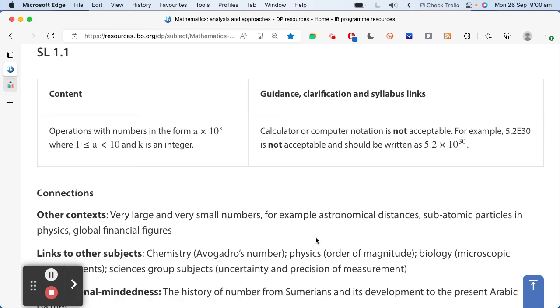Alrighty, so in this first video with GDC skills for IB, we're going to have a look at topic 1, and we're starting off with 1.1, and that is that you're expected to be able to put numbers in scientific notation. And the reason why I'm stopping here for a second is just to remind you guys that calculator speak is never okay in your exams. It's not okay to write 5.2 E30. It should be written as 5.2 times 10 to the power of 30.